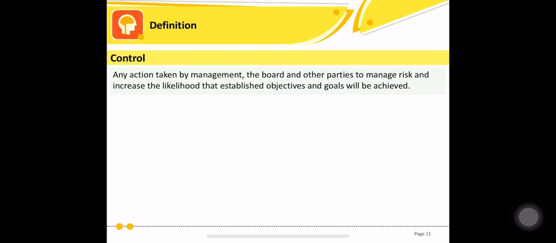Just reiteration again, the definition of control: any action taken by management, the board, and other parties to manage risk and increase the likelihood that established objectives and goals will be achieved. So, at the end of the day, control is under the responsibility of the management, not the board. And even not us. Hindi tayo kasama dyang internal audit. We're not.